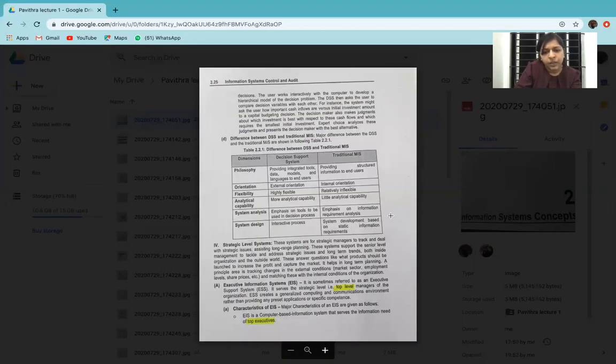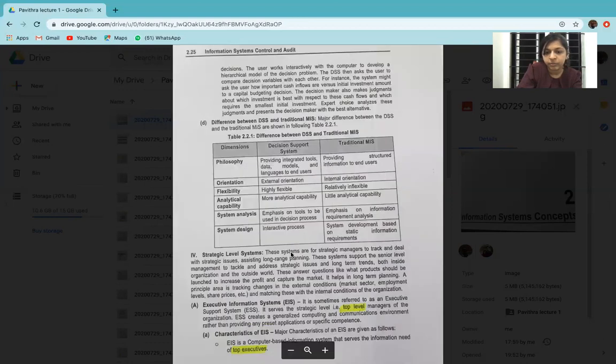And then we are going to the top level, which is the strategic level system. This is the important part. Executive information system. The strategic level is nothing but the top level, and they deal with long-term planning or long-range planning. They are the top managers. So to assist them, we have the executive information system, also known as the executive support system. These serve the strategic level. We call them the strategic level or the top level.